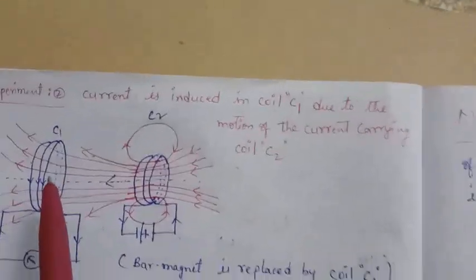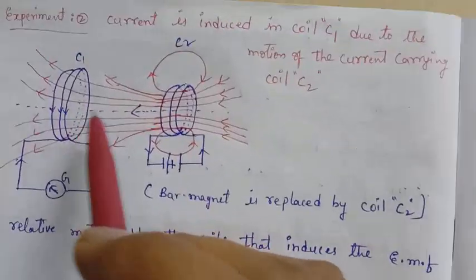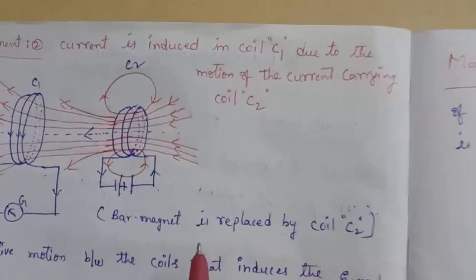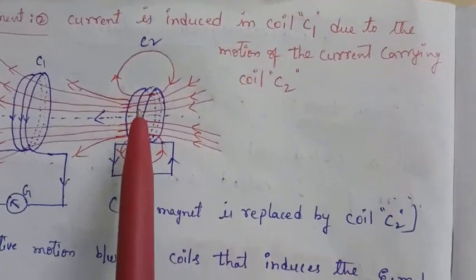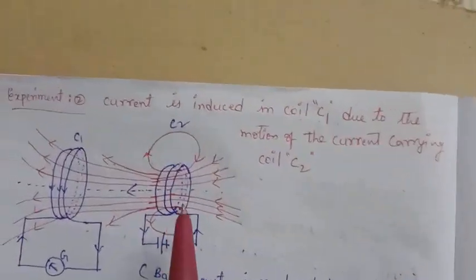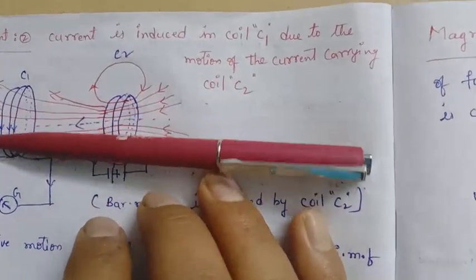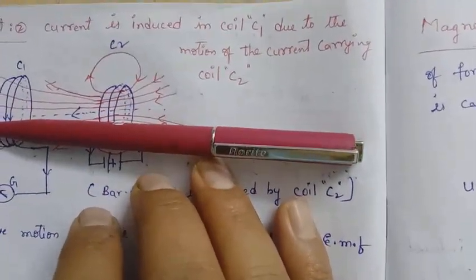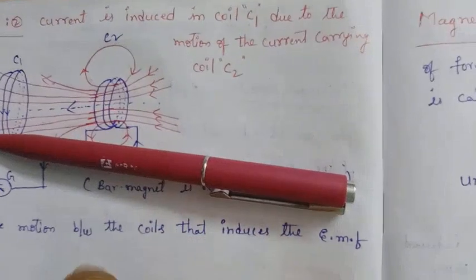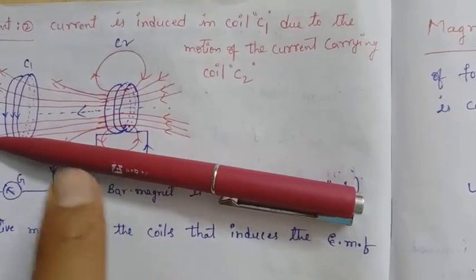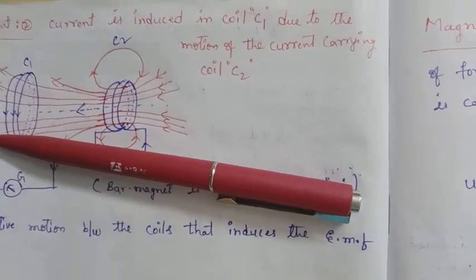The next experiment: previously we had the coil C1, and now in place of the bar magnet we take a circular coil C2. This circular coil replaces the bar magnet. It is nothing but a solenoid. If a soft iron rod is wound by a conducting wire, and the ends of the wire are connected to a battery, this soft iron rod behaves like a bar magnet.